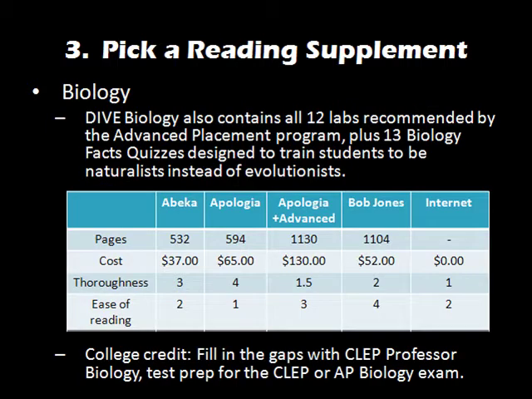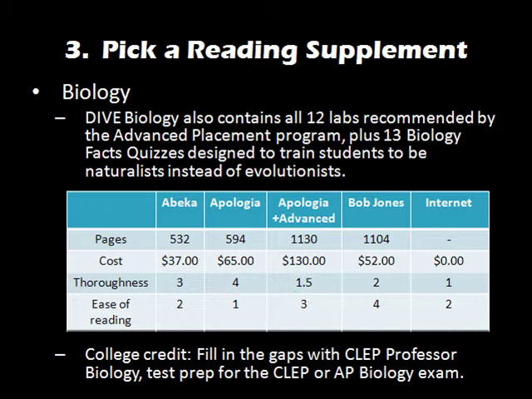Here's a comparison chart for biology. If you want a textbook and you want your child to be preparing for the CLEP or AP exam and receive college credit, the Apologia Biology plus the advanced book called The Human Body, that would be your best preparation, and I gave it a 1.5, slightly better than Bob Jones. Just the Apologia by itself, though, is the least thorough, and you will need to supplement with some reading from the internet.